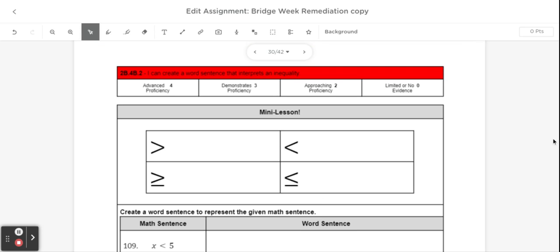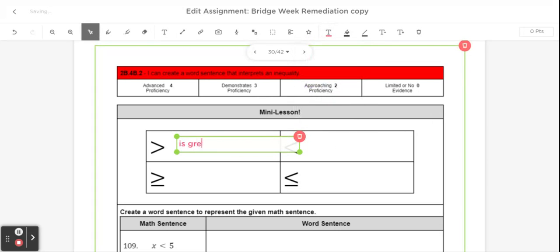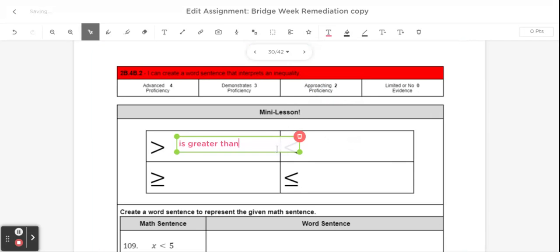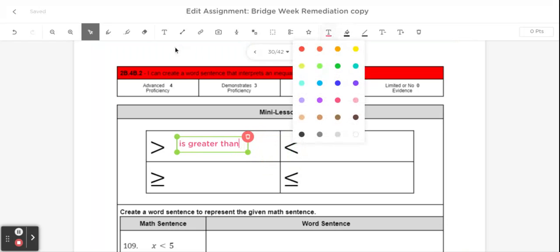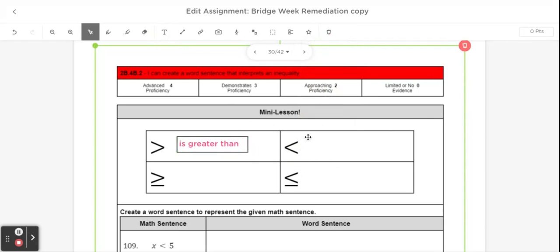Hi everybody. So in this video, we are going to be focused on taking math sentences and translating them to word sentences. So I want to start by going over some of the words that you should know. The first word that you should know is the words that correspond to this symbol, which is the greater than symbol. The next vocabulary that you should know is the words that correspond to this symbol over here, which is the less than symbol.